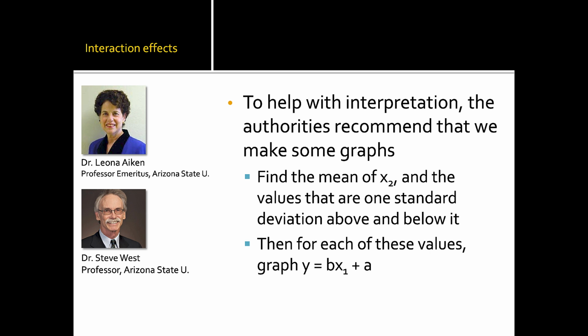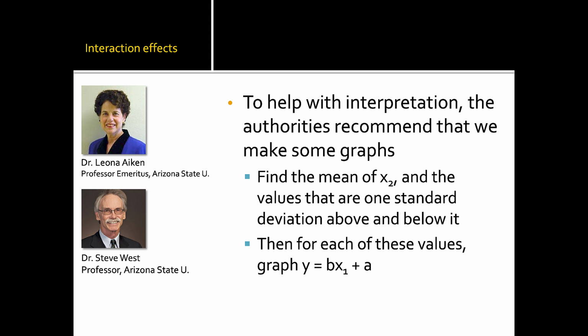So to help in this case with interpretation, I went to their book. Doctors Aiken and West have a regression book that has lots of details. It's actually an interaction book, with lots of details on how to analyze and interpret interactions in the regression context and as an extension of the ANOVA context. So I went there for help with interpreting these regression interactions, and they recommend we make some graphs, which I will show you for our example in a minute.